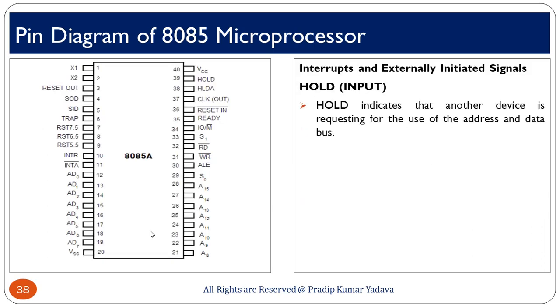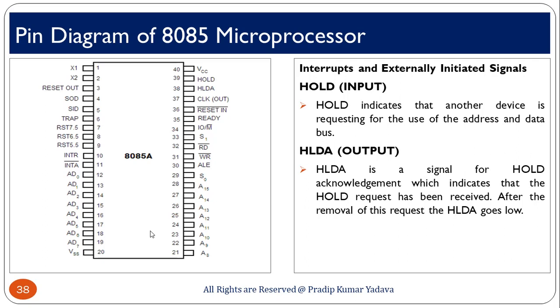Now talking about two pins, 39 and 38. These pins are HOLD and HLDA. HOLD indicates that another device is requesting the use of the address and data bus, and HLDA is the signal for hold acknowledgement, which indicates that the hold request has been received. After the removal of this request, the HLDA goes low. Basically both pins are used together: HLDA is used for generating the acknowledgement, and HOLD represents another device requesting to transfer data.